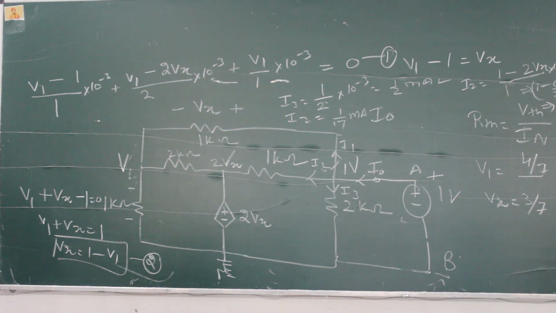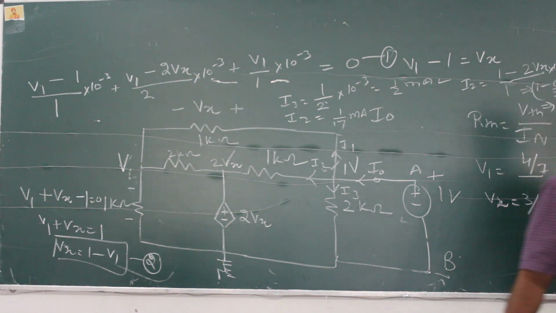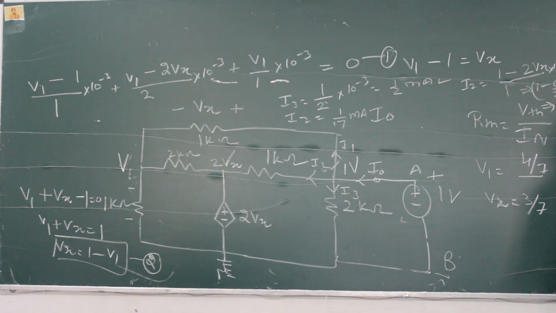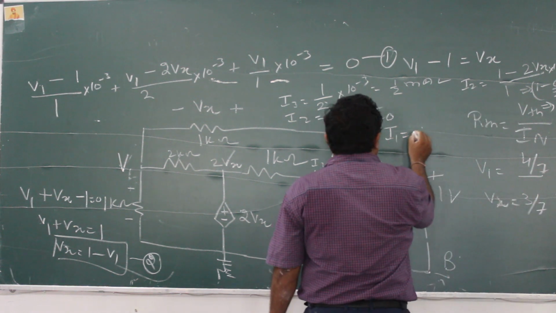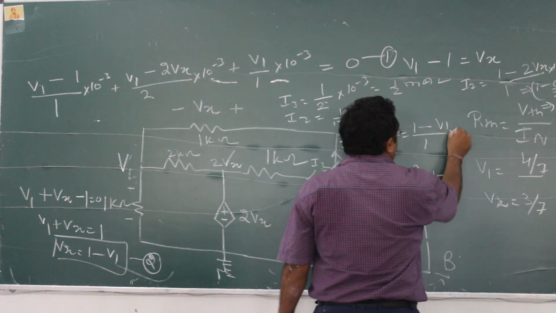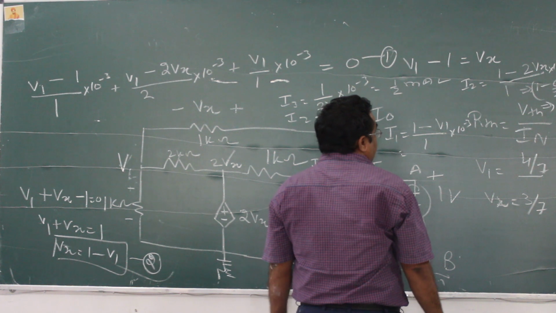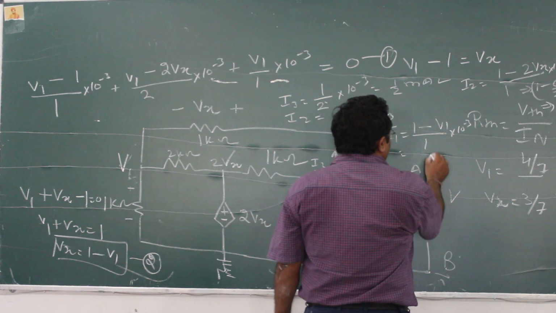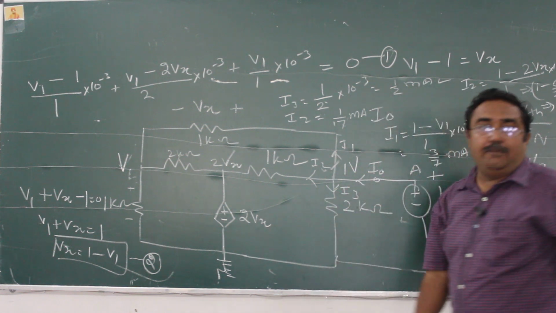What is left? I1. So how can you find out I1? 1 minus V1 upon 1 kilo ohm. So I1 is nothing but 1 minus V1 upon 1 into 10 raised to power minus 3. V1 is nothing but 4 by 7. So it will become how much? 3 by 7 milliampere. Any problem?